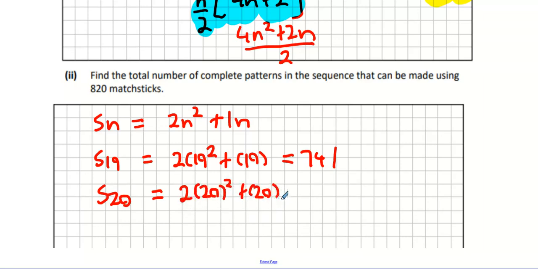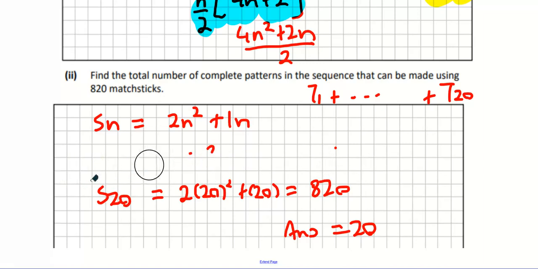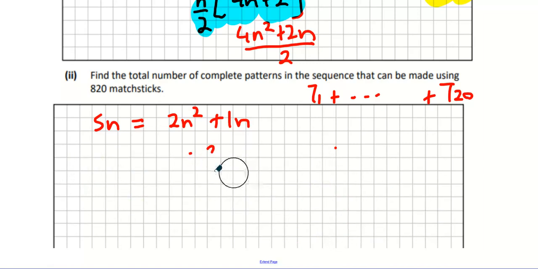This means we were able to make 20, we could do all the way up to T20, from T1 all the way up to T20, using the 820 matchsticks. So you say answer equals 20. Now, that's a good way of getting attempt marks, even full marks in some cases. The way they're mostly looking for you to do it is by using a quadratic equation, where Sn equals 820.